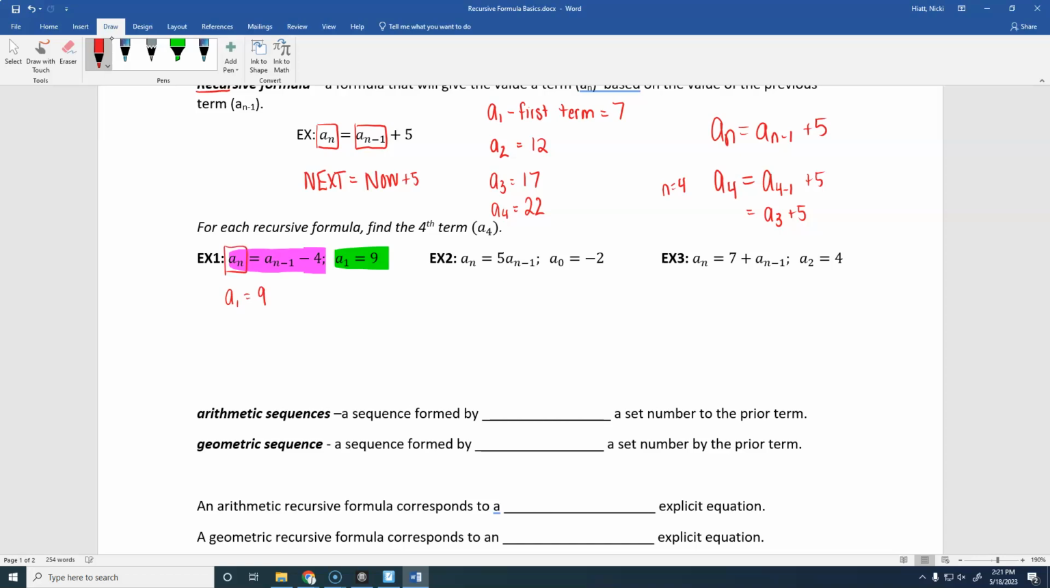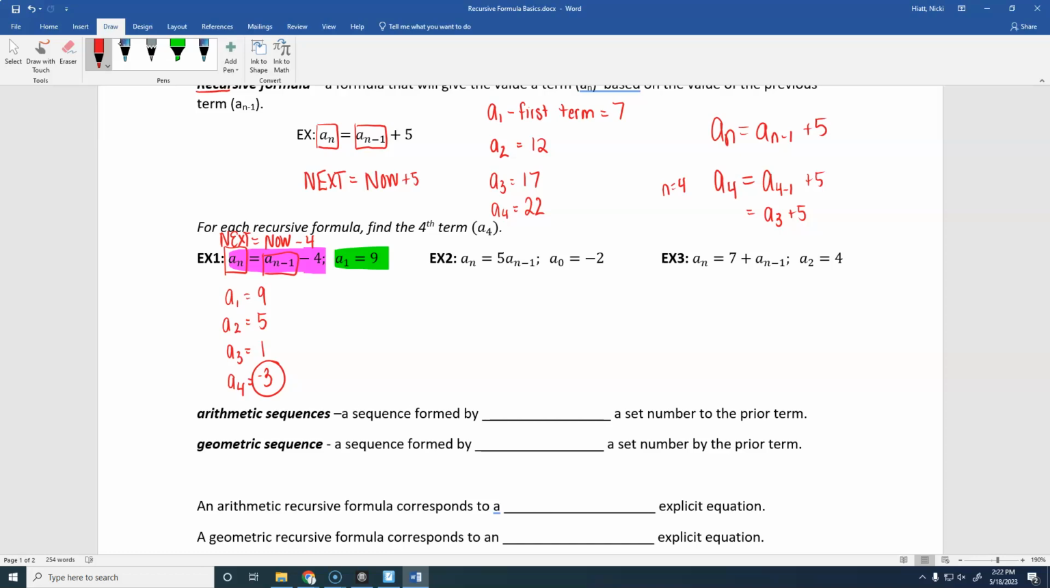So if we're thinking right here, this is really like the next number equals this part right here, that's like what we've got now, minus 4. Okay, so if my rule is to take what I've got now and subtract 4, what would a sub 2 be? 5. Very good. What would a sub 3 be? 1. And then what would a sub 4 be? Negative 3. And so that would be our answer for this one.